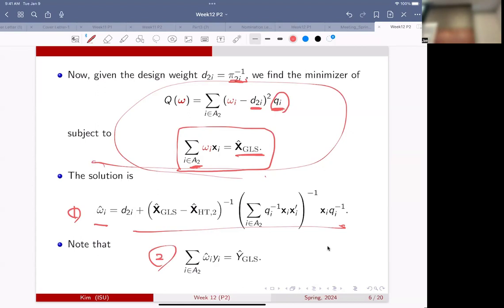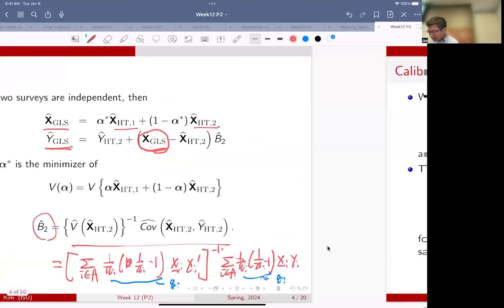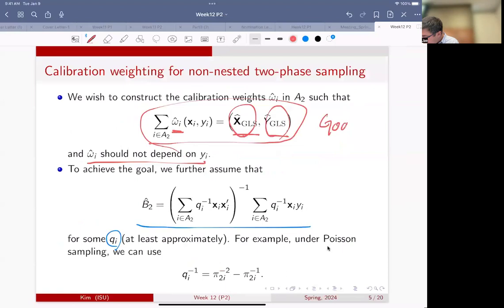So once you show that, then you are happy, because this is what you want, right? Because we know that the best estimator of total y is the GLS estimator. This is our goal. So our goal is achieved. Okay, right? So this is the problem or goal.